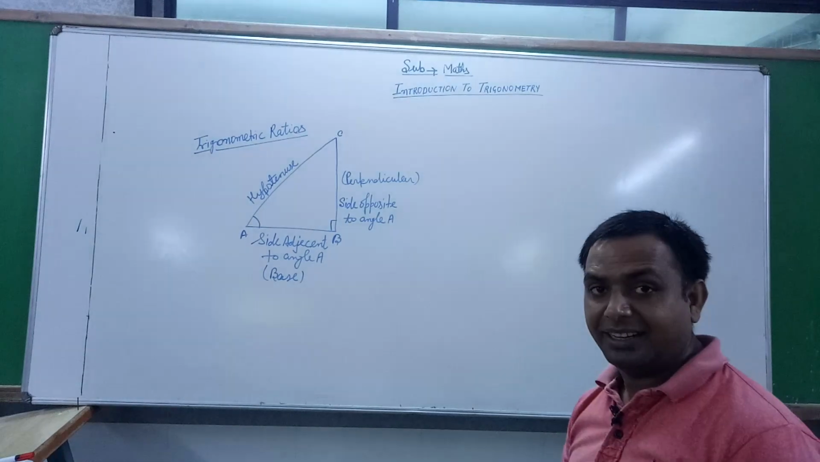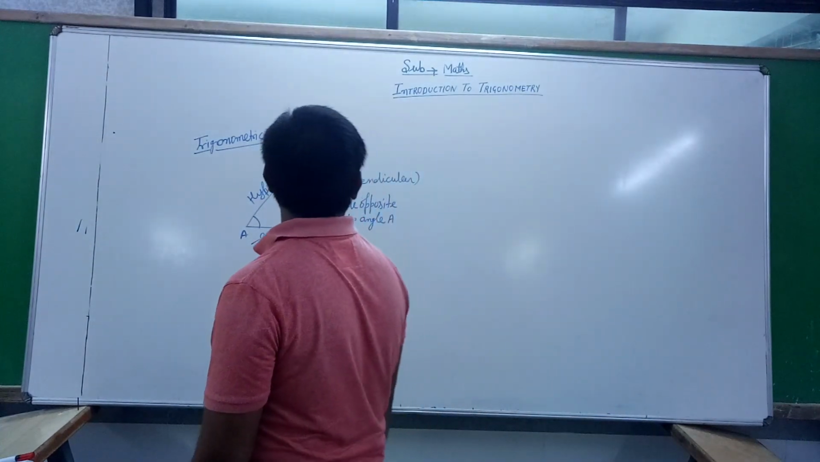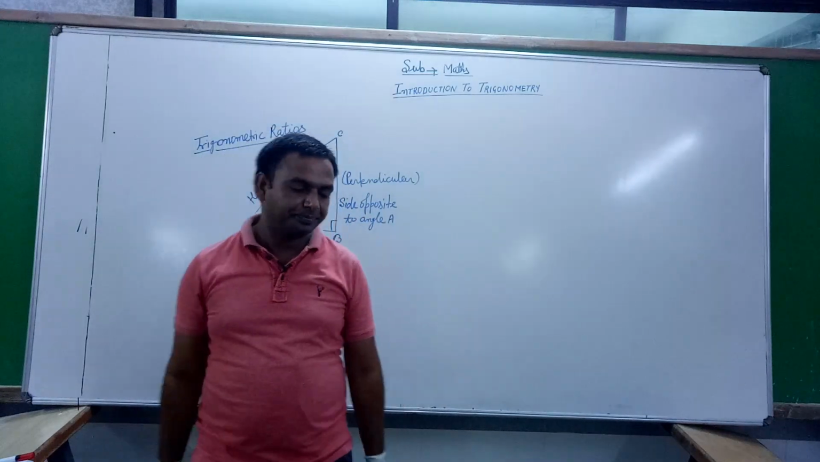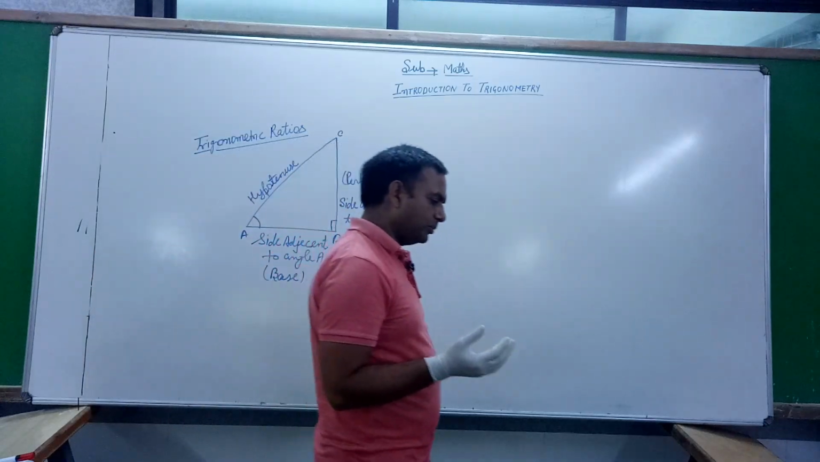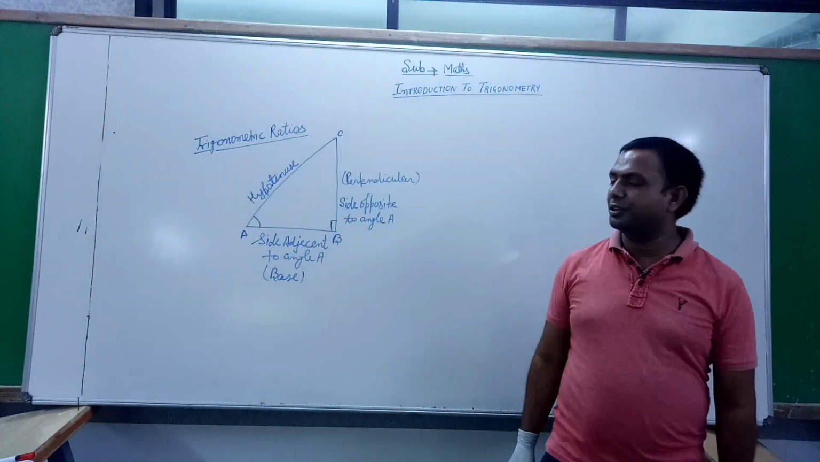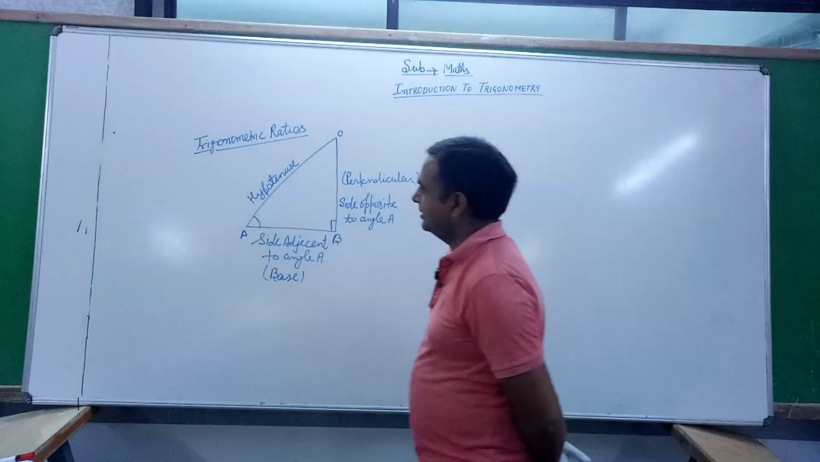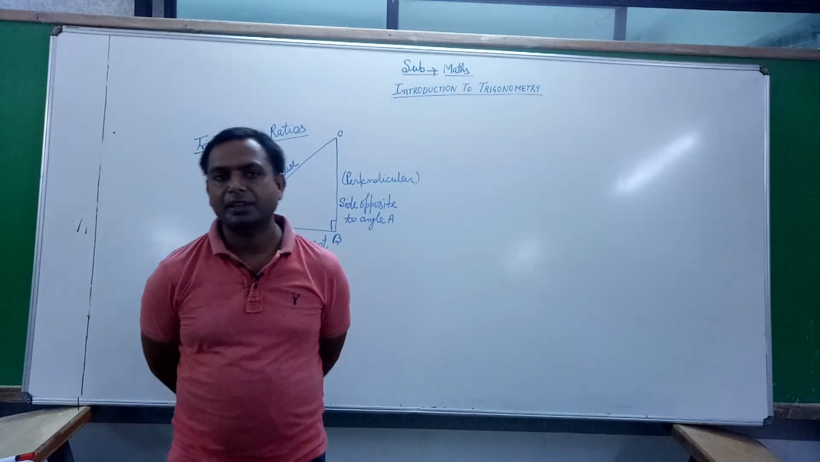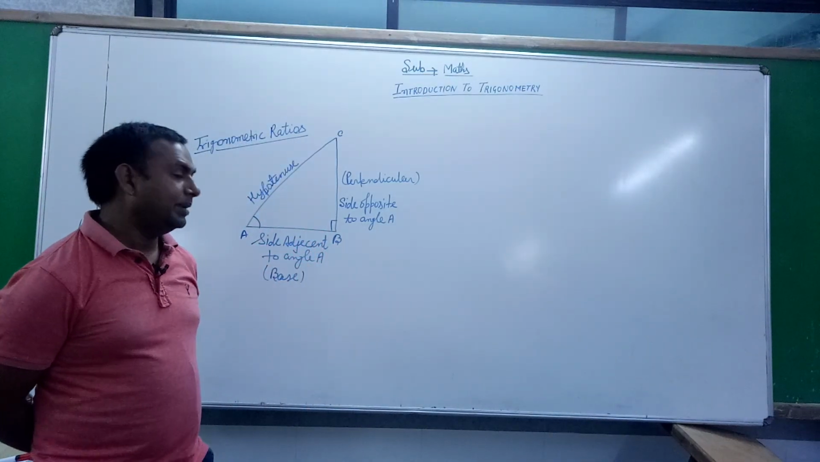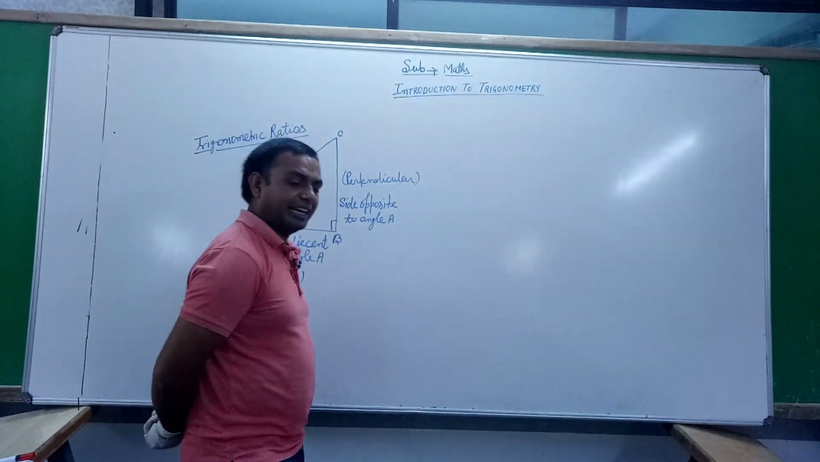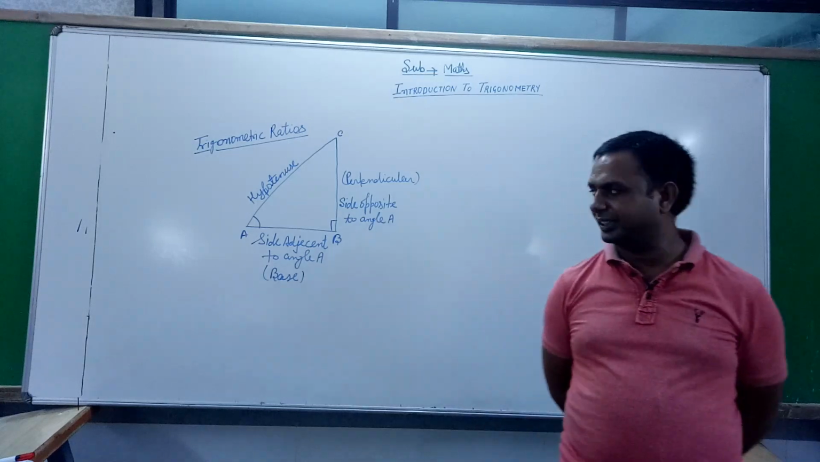Today we are starting the next chapter, that is an introduction to trigonometry. The word trigonometry is derived from the words trigono plus metry. It means measurement. How we can measure any angles, and how we can find the height of any buildings and other things. So we need trigonometry to find angles and other things.